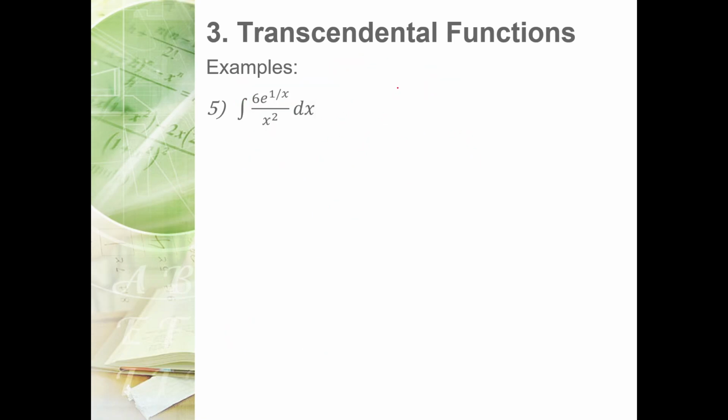Okay, so here we have an exponential function again. This one is in the format of e raised to u du, and the answer for this one is e^u plus c. Before we answer this one, we try to eliminate first the constant 6. So we have e raised to 1 over x all over x squared dx.